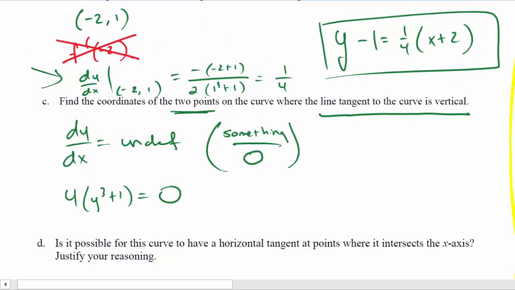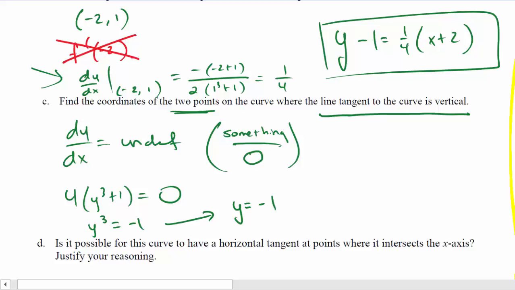A little bit of algebra. Y cubed equals negative 1. Divide by 4, subtract the 1, and then cube root both sides. Well, that still leaves y equal to negative 1. Now, always, once you get this y equals negative 1, it's saying find the coordinates of the 2 points.